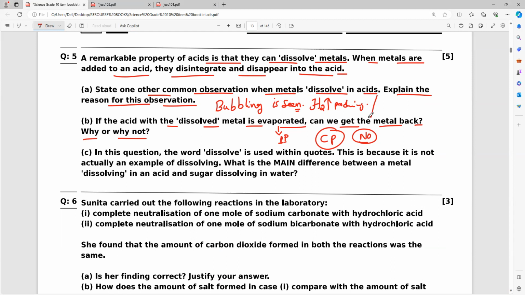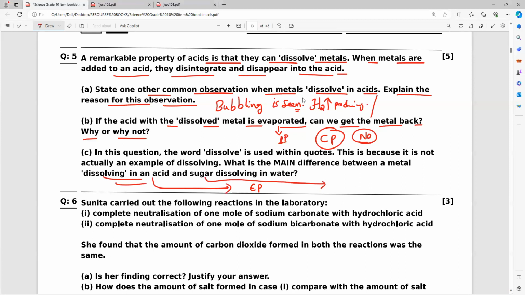In this question, the word dissolve is used within quotes. Is this because it is not actually an example of dissolving? As I already told you yesterday, dissolving is considered a physical change basically. So, what is the main difference between a metal dissolving in an acid and a sugar dissolving in water? Metal dissolving in an acid is a chemical change. It is a chemical process.